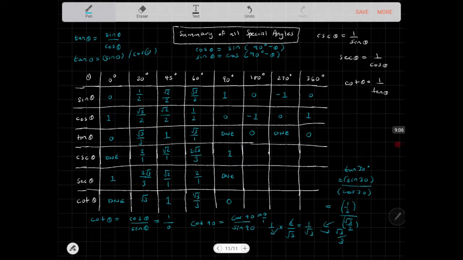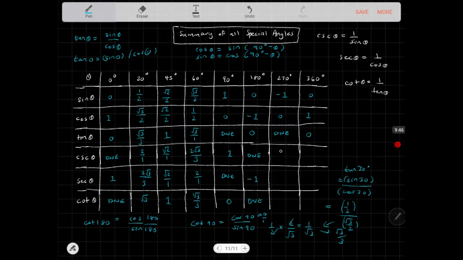And then we can figure out the rest. So cosecant doesn't exist because it's 1 over 0. Secant here will be negative 1. And then cotangent would be, let's do it out here. Cotangent 180 is equal to cosine 180 over sine 180, and once again this is undefined as well, right? So this doesn't exist either.